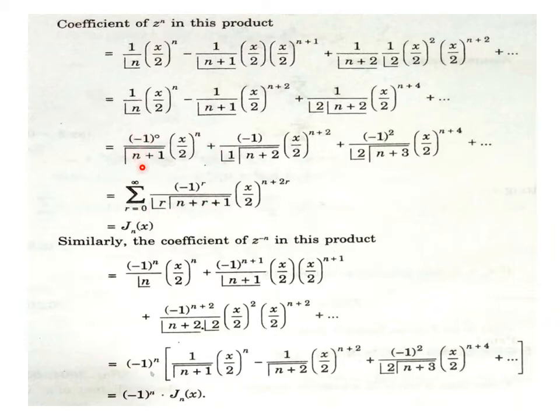And similarly, the coefficient of z power minus n, as we discussed in the previous slide, is also collected and modified, and minus 1 power n is taken as common. After taking minus 1 power n common, the terms inside that bracket again form Jn(x). So the coefficient of z power minus n in that initial product is minus 1 power n into Jn(x), which is the second part of the derivation.